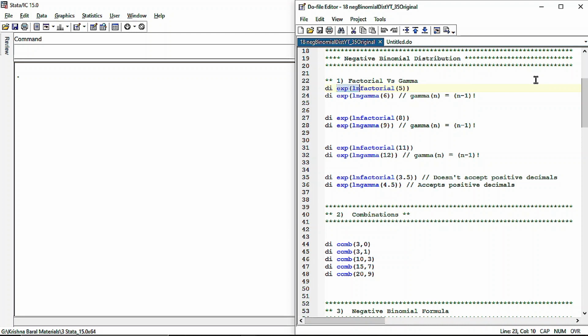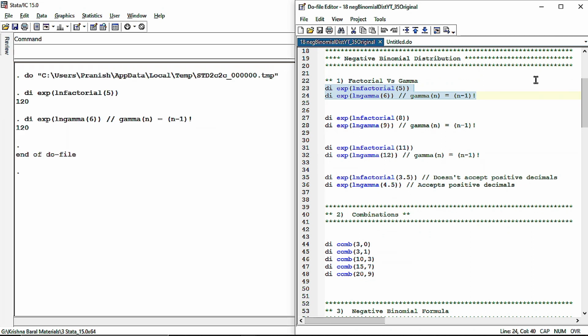Exponential and logarithm are inverse to each other. That is why they cancel out each other's effect, and we are left with factorial 5 in this case and gamma 6 in this case. And we want to establish a fact that gamma 6 is equal to 5 factorial. That is, gamma n is equal to n minus 1 factorial.